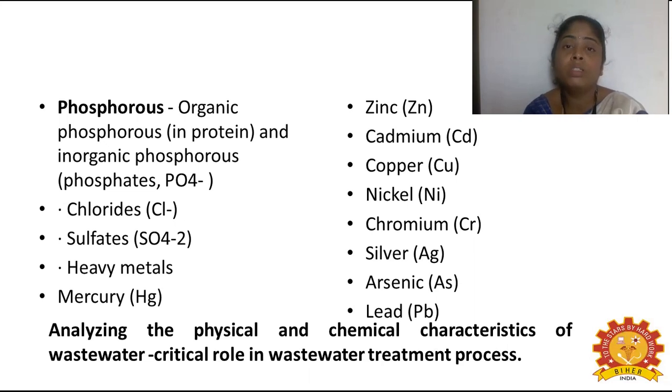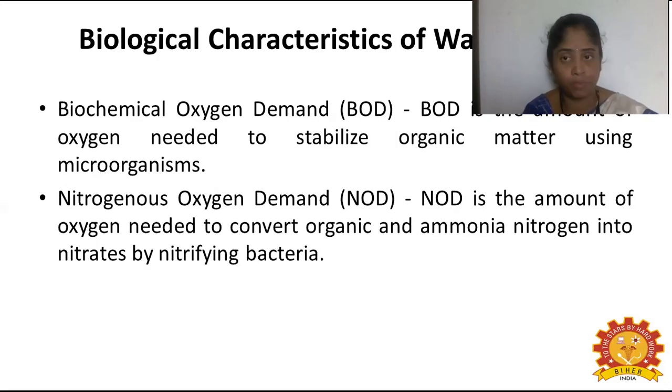So when we treat wastewater with the help of physical or chemical means, that has various disadvantages. So we make use of microorganisms to convert the chemicals into a simpler form for their estimation. In the next part, you'll see the biological characteristics of wastewater.